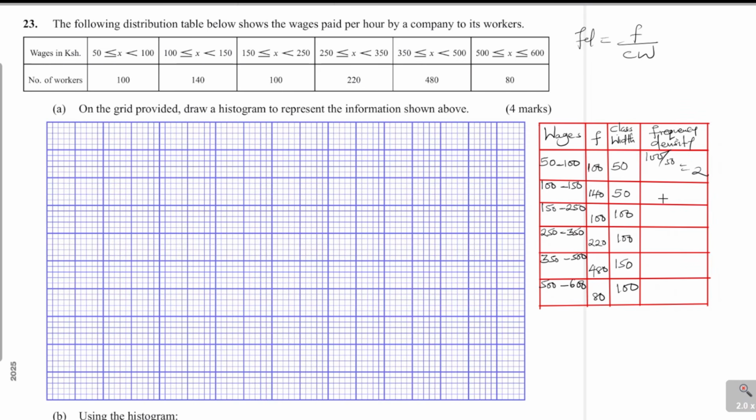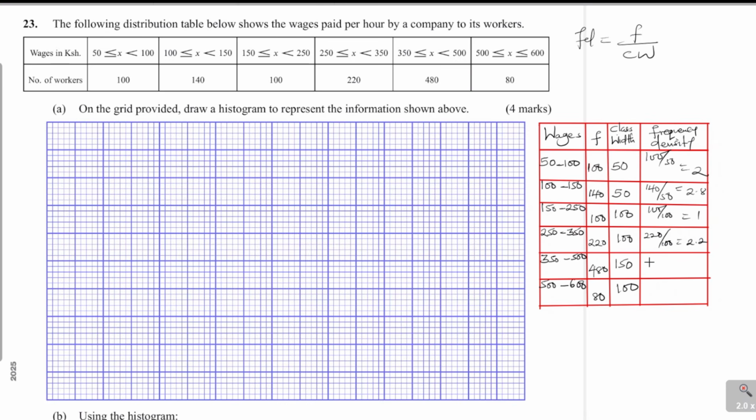So the second one, the frequency density is 140 divided by 50. Let me divide these. 140 divided by 50, that is going to give 2.8. The other one is 100 divided by 100, that is 1. Then the next is 220 divided by 100. That will give 2.2.